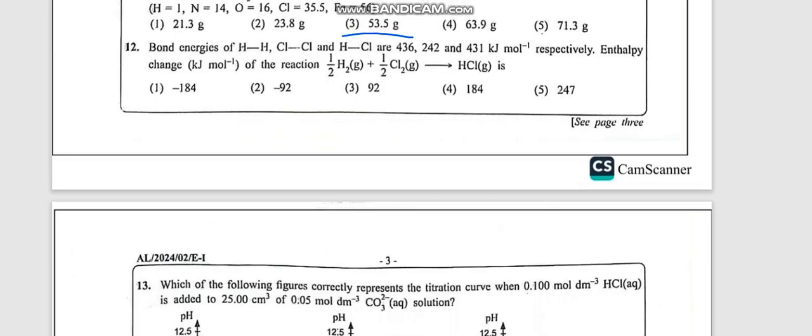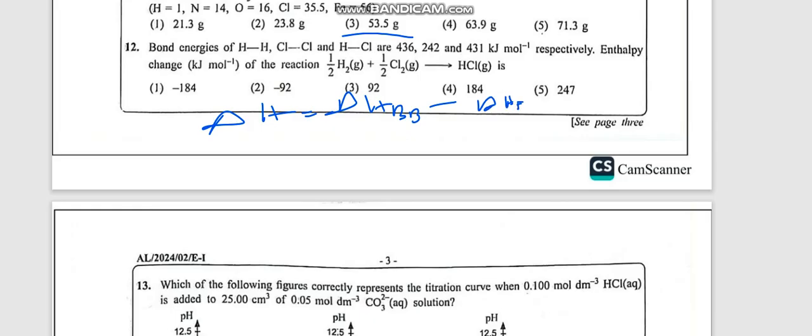Bond energies of H-H, Cl-Cl and H-Cl are given below. They are asking for the enthalpy change of the reaction. Here they have given the bond enthalpies. Now we have to use the equation to find the enthalpy change: delta H equals broken bonds minus formed bonds. Broken bonds minus formed bonds.